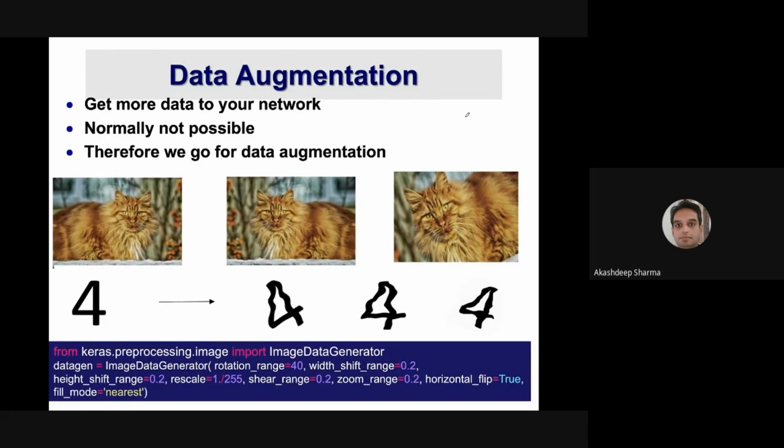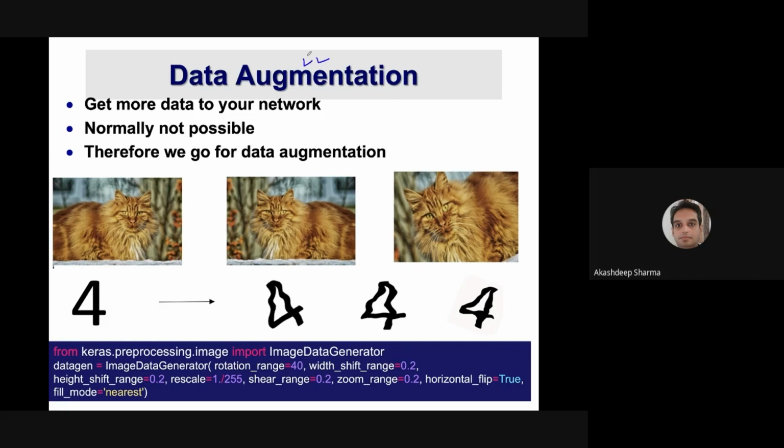Then second task, the second thing you can do to improve your networks, is data augmentation. What is data augmentation? Sometimes you may not have much data. You don't have data, you can't capture data, data is not available. What can be done? People have found a solution to this one, by virtue of what is known as data augmentation.